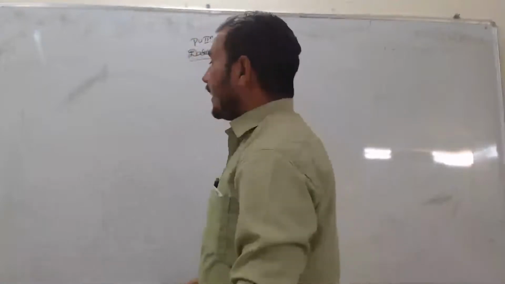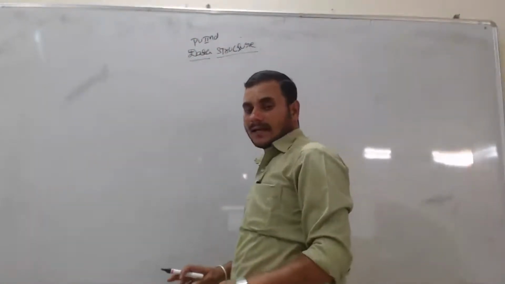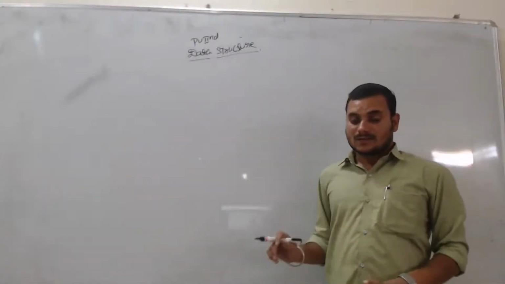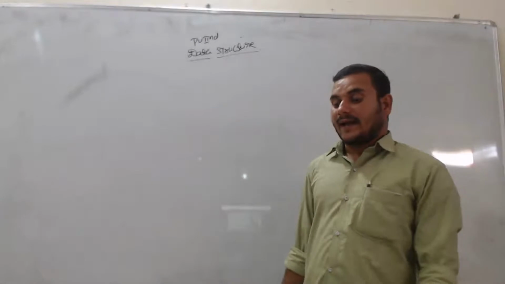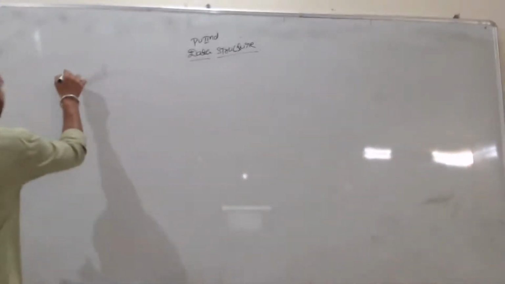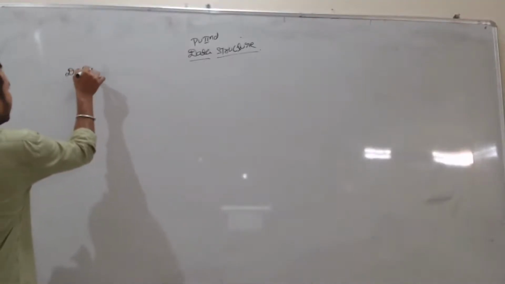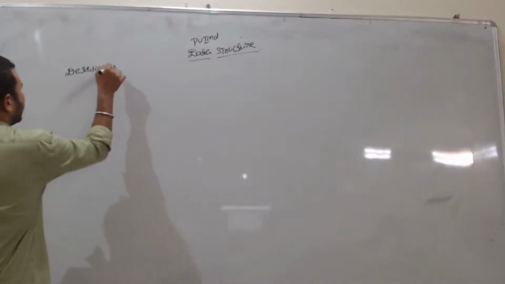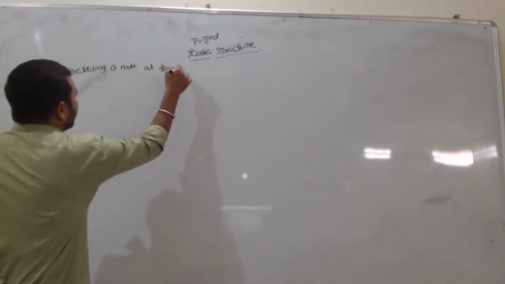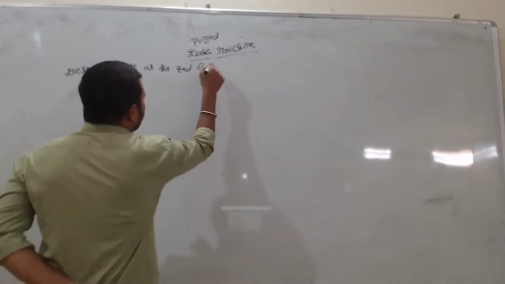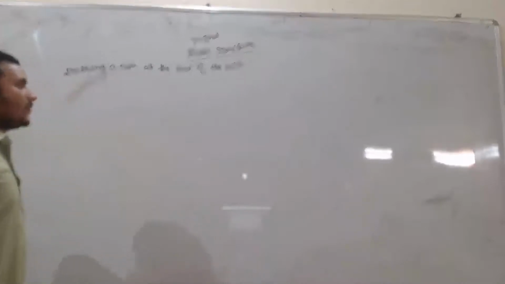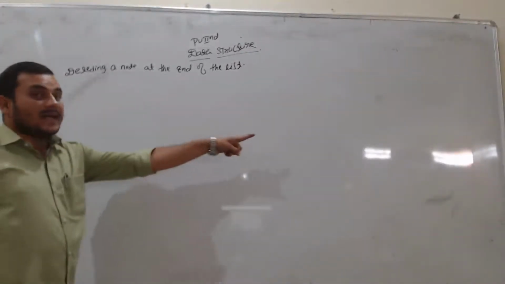So now we have deleted the first node. Next, deleting a node at the end of the list. Now here we have to delete the last node.